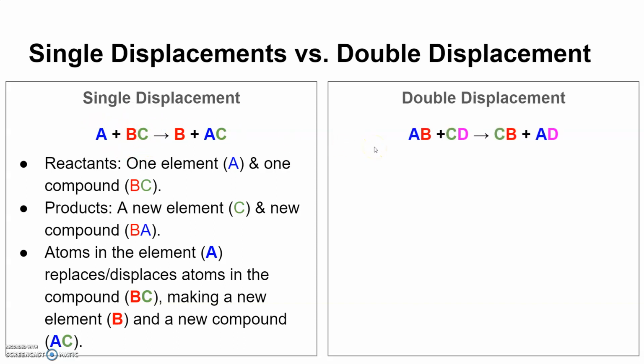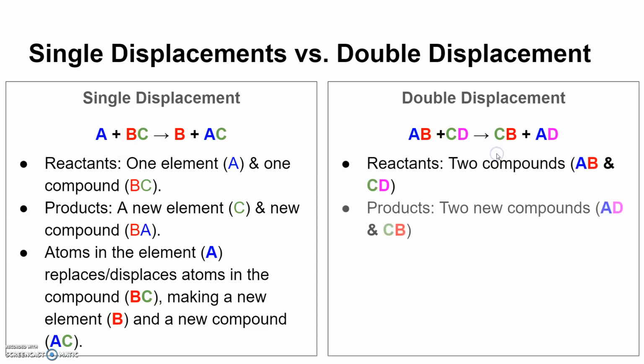On the other hand, for a double displacement, you start off with two compounds, so not an element and a compound, but two compounds, and you're going to produce two new compounds when the reactants switch partners.